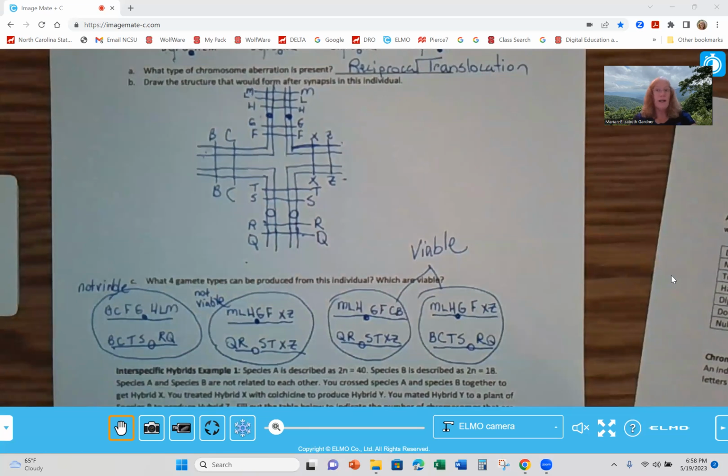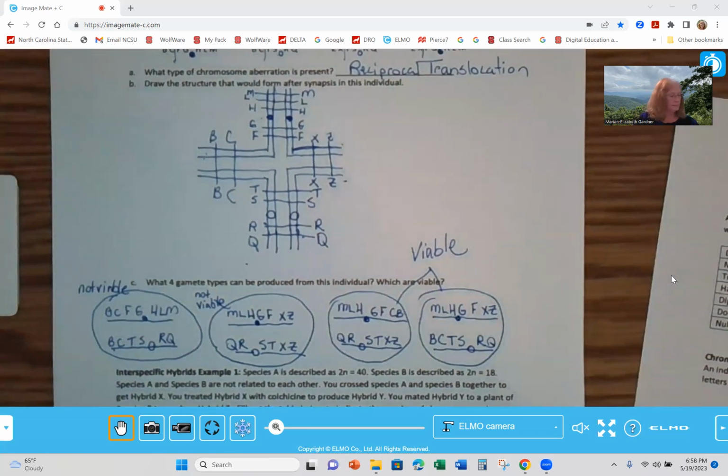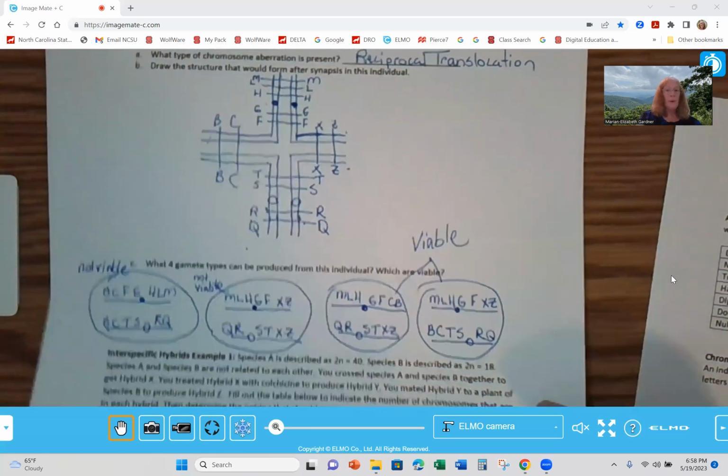And those two are viable. One more problem.